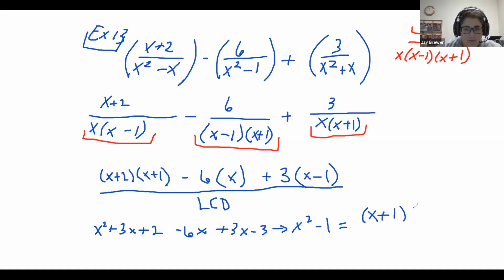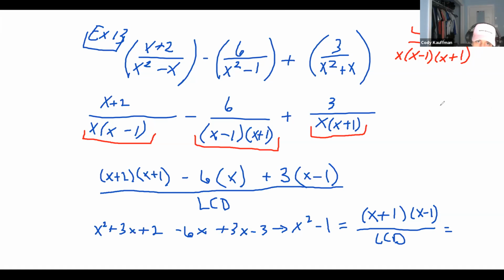Now somebody take a look at what our LCD is. What's our LCD up there? X and then X minus 1 and X plus 1. So what do you think we can do? Take those out. Yep, we're going to cancel x plus 1 and we're going to cancel x minus 1. So your overall answer is 1 over x.